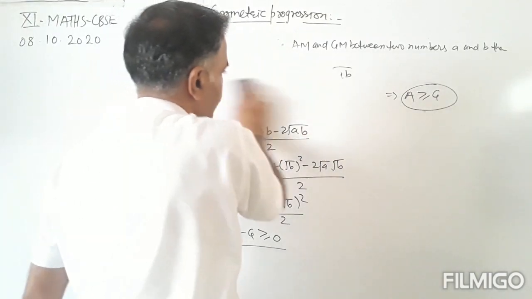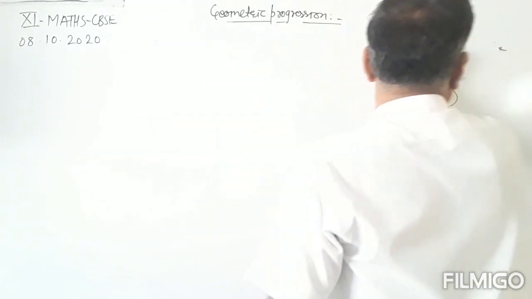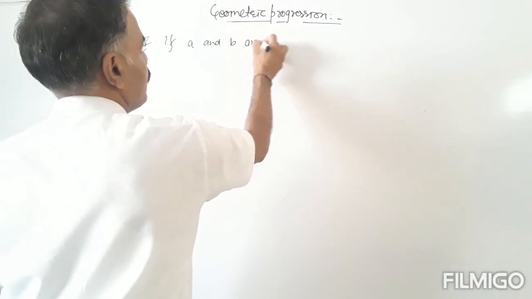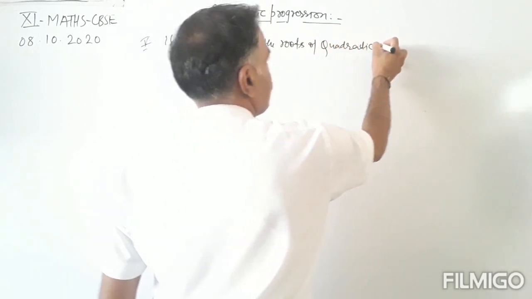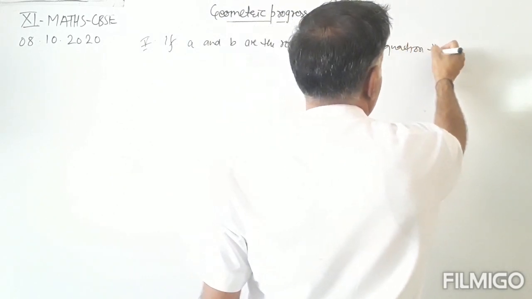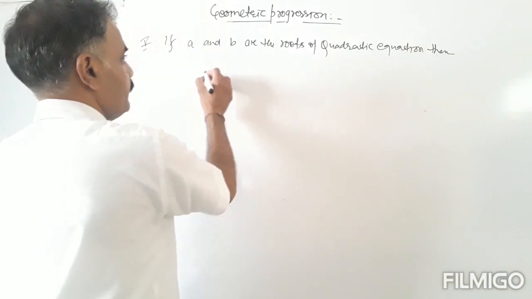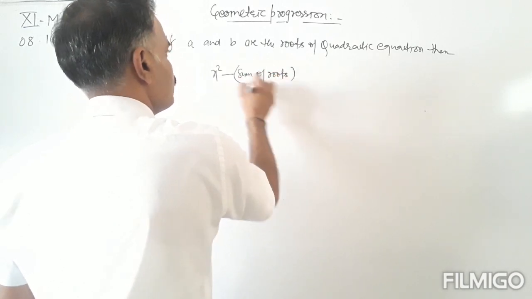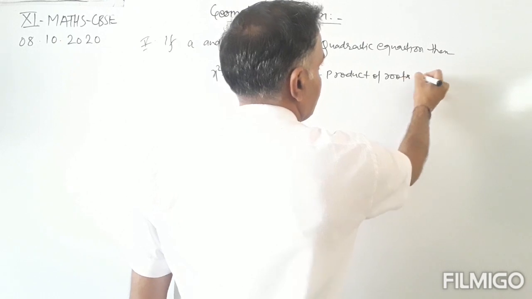Now the next topic, quadratic equation. The next property, that is the fifth property: if A and B are the roots of a quadratic equation, then we know that the quadratic equation will be x square minus sum of roots multiplied by x plus product of roots, that is equal to 0.